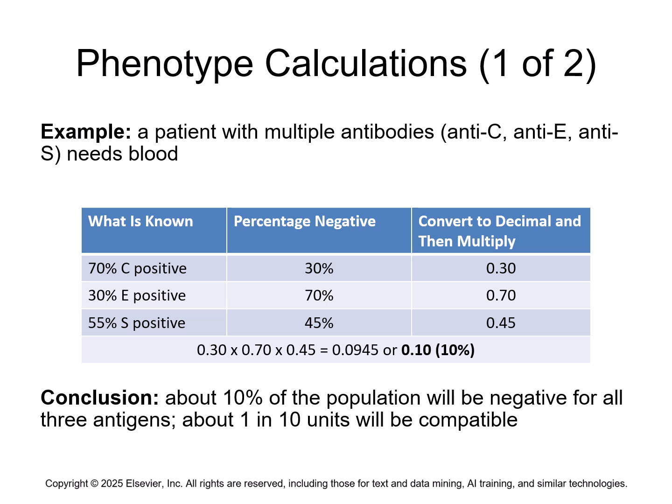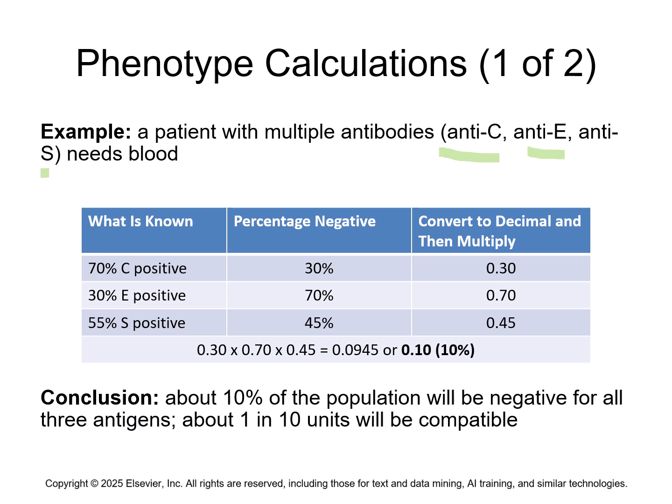So you can look up the percentage of positive units of blood, or the antigen frequency, in a given population. So if you have, in this example, a patient that has multiple antibodies, which does happen, this particular patient has anti-big C, anti-big E, and anti-S, and needs a unit of blood. What is known? We know that 70% of the population is big C positive, 30% is big E positive, and 55% is S positive. What we're looking for are antigen negative units.